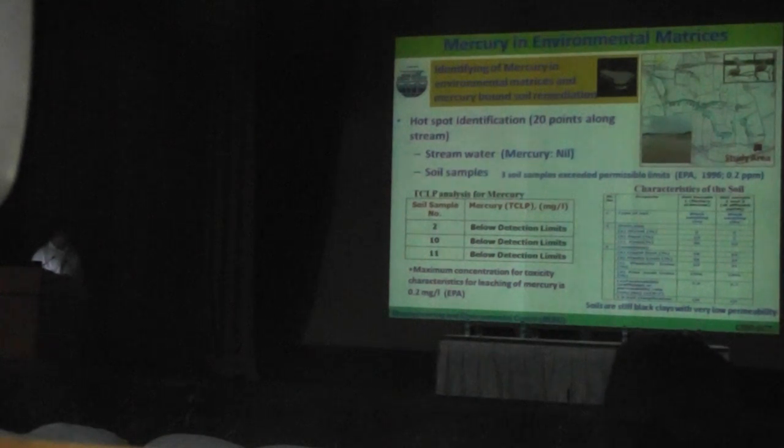We developed a methodology and collected stream water and soil samples from 20 points, and tried to estimate mercury by ICPMS, and observed that 3 of the water samples and 3 of the soil samples showed exceedingly higher concentrations of mercury. And then we studied the toxicity leaching test of that mercury soil and observed there is no leaching. Again we studied the soil properties, and based on these we have proposed a specific methodology with 4 steps and recommended APPCB to decontaminate the polluting points in the stream.